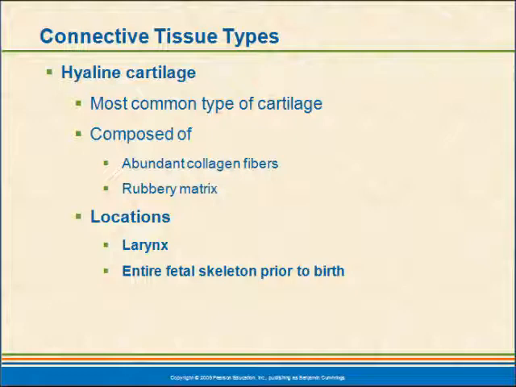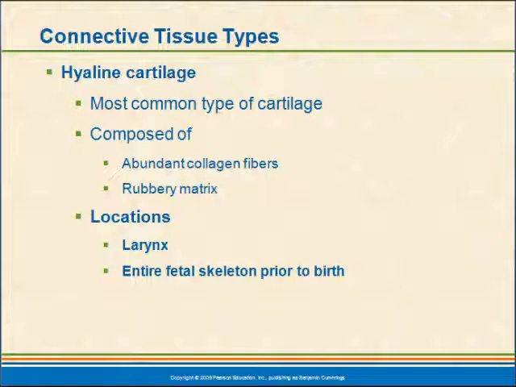The entire fetal skeleton is made of hyaline cartilage, which eventually gets converted to bone. It is still mostly hyaline cartilage when we are born, which is very important because it allows flexibility and allows the baby to pass through the birth canal. If it were bone, it would be very difficult for that to occur, if not impossible.